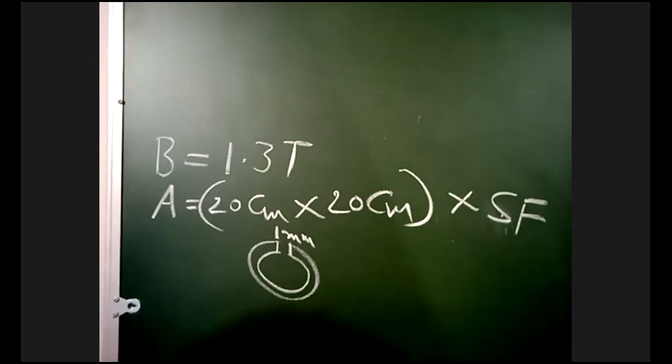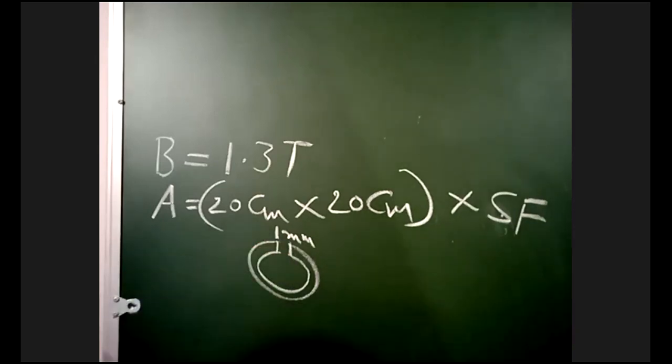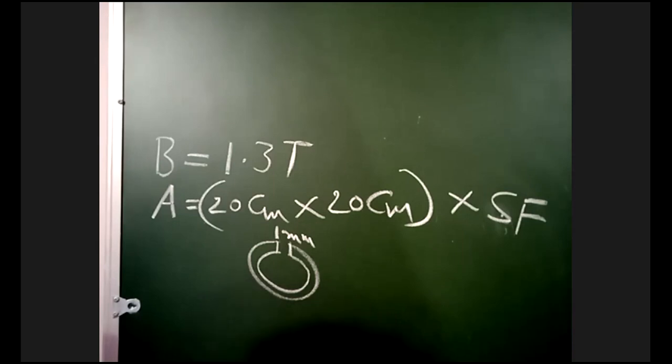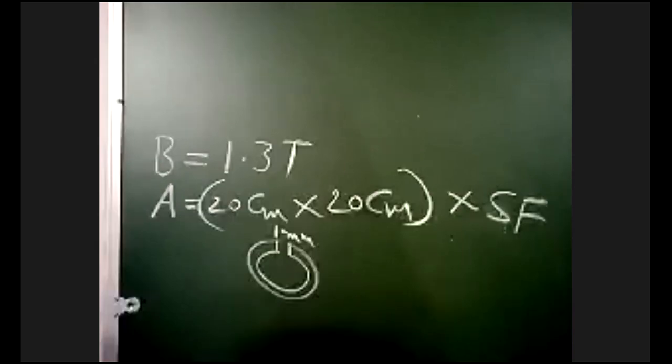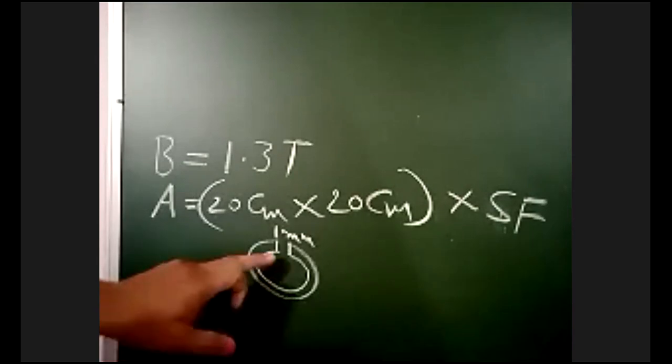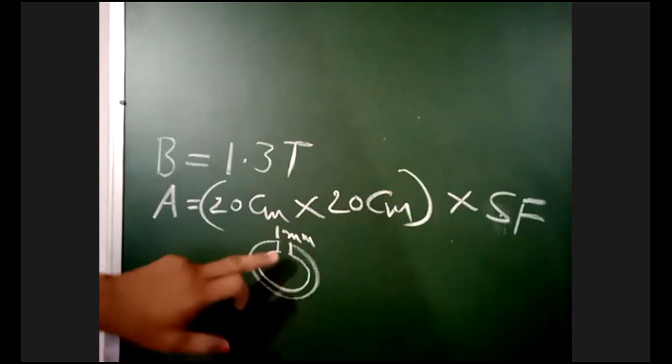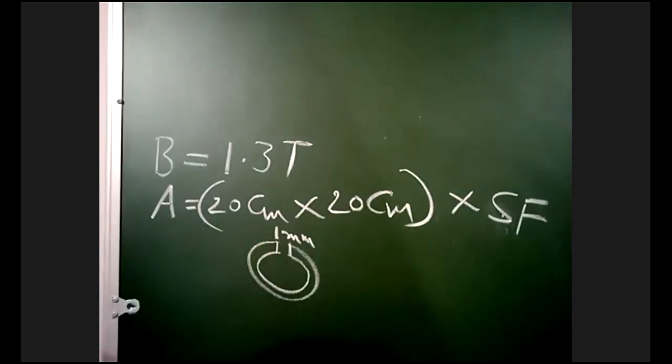See here, I am cutting this circular iron ring to 1 mm. Suppose I give this circular iron ring to you and ask you to cut it to 1 mm. Can you cut exactly 1 mm? No, sir. No. That's why they will give one stacking factor. If you multiply with this stacking factor, this 1 mm will be adjusted. Exactly 1 mm can be adjusted.